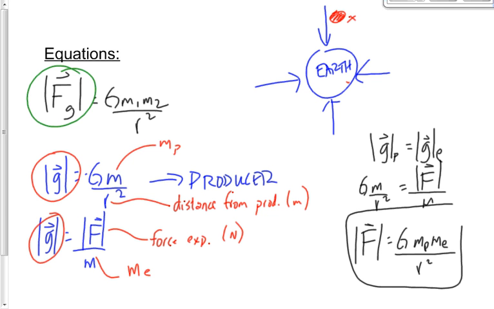It's Newton's law of universal gravitation, the gravitational force equation. So they're very closely related to each other. The field experienced by an object is the same as the field that's produced by whatever it is that caused it. And if we set those equal to each other, we end up with the gravitational force that acts between those two objects.